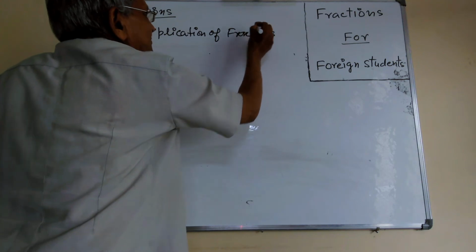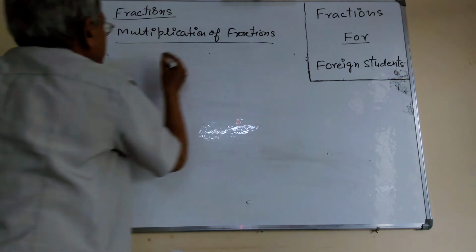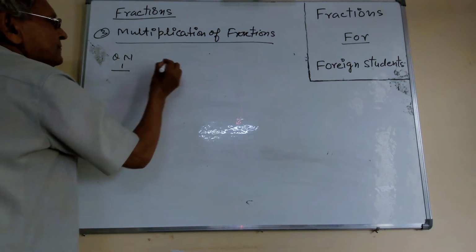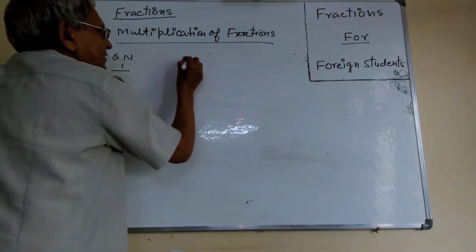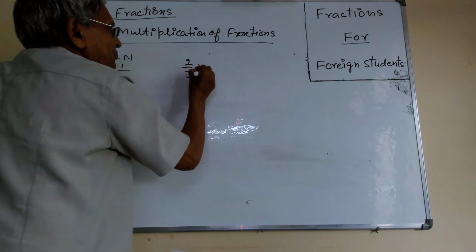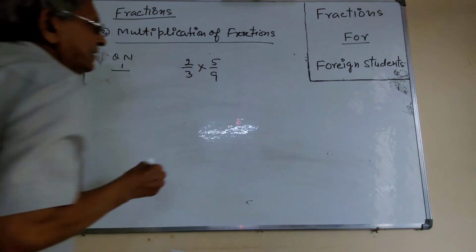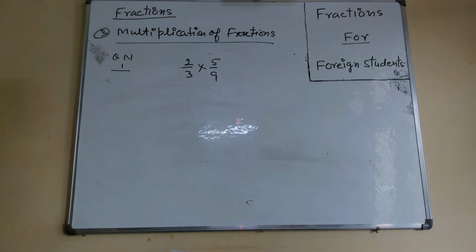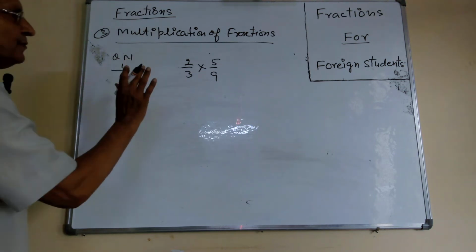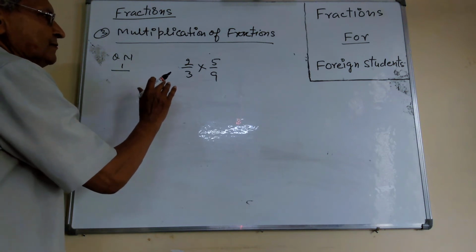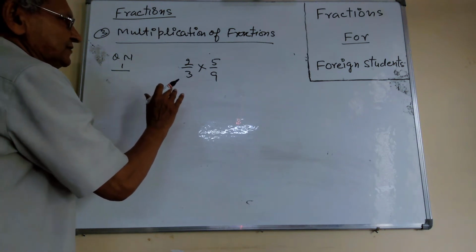Multiplication of fractions. Here, my dear student, question number 1: 1 by 2 by 3 into 5 by 9. These are the two fractions. These fractions are simple fractions, and we have to find the multiplication of these two fractions.